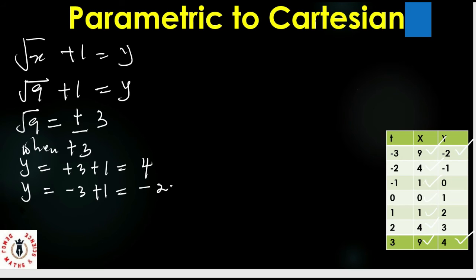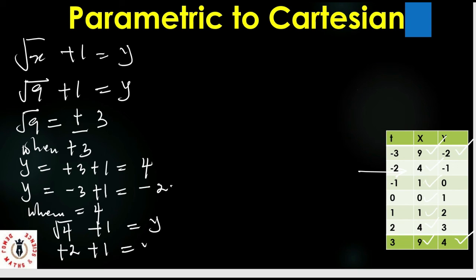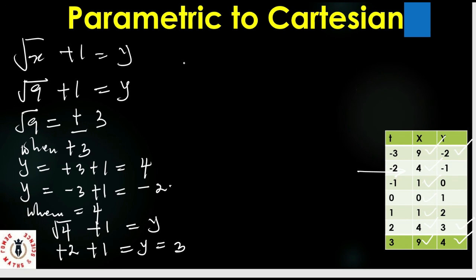Now, when x is the same thing as 4, which is the next value here, we're looking at the square root of 4 plus 1, which is equal to y. The square root of 4 is the same thing as plus or minus 2. So let's take when it is plus 2, we have plus 1, which is equal to y, or equal to 3, which is what you have here. And when it is minus 2, y will be minus 2 plus 1, which is the same thing as minus 1. That's what you have here, minus 1.